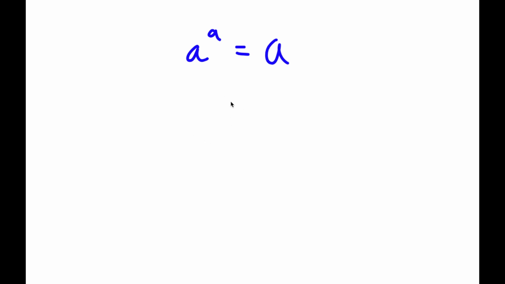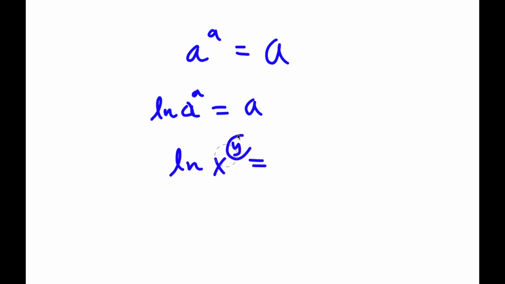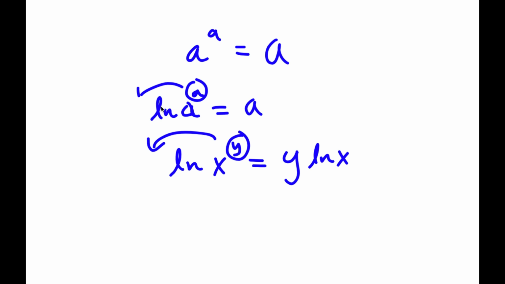Alright, so in this problem, I have a to the power of a is equal to a. So to solve this, the first thing I'm going to do is take the ln on both sides. So now I have ln a to the power of a is equal to ln a. And if I have something in the form ln x to the power of y, I can move this exponent y to the front. So this can equal y times ln x. So in this case, I can move a to the front, so this is going to equal a times ln a, which is equal to ln a, because I took ln on both sides.